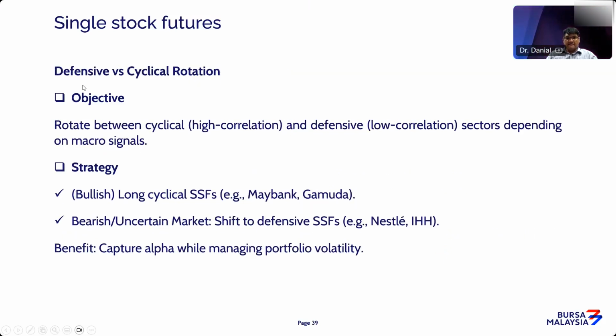Next is defensive. We try to do rotation between cyclical and defensive, whereby cyclical is high correlation and defensive is low correlation, depending on macroeconomic signals. How to do it? During bullish, we can long Maybank or Gamuda. During bearish, we can change to defensive counters, such as Nestle or IHH.